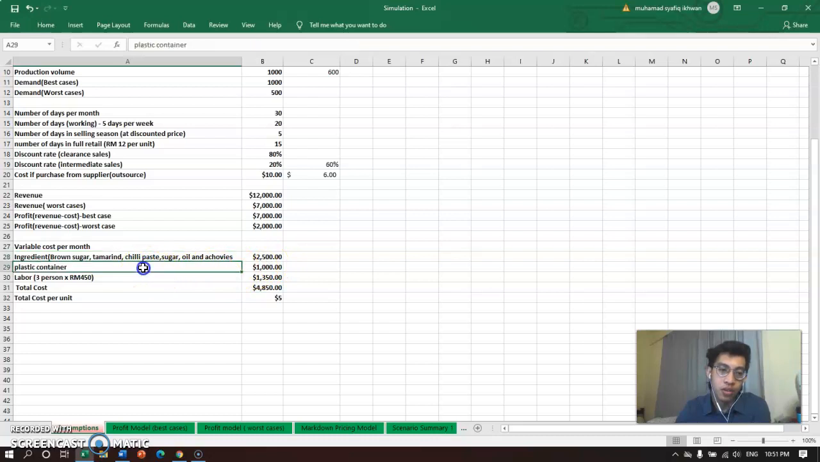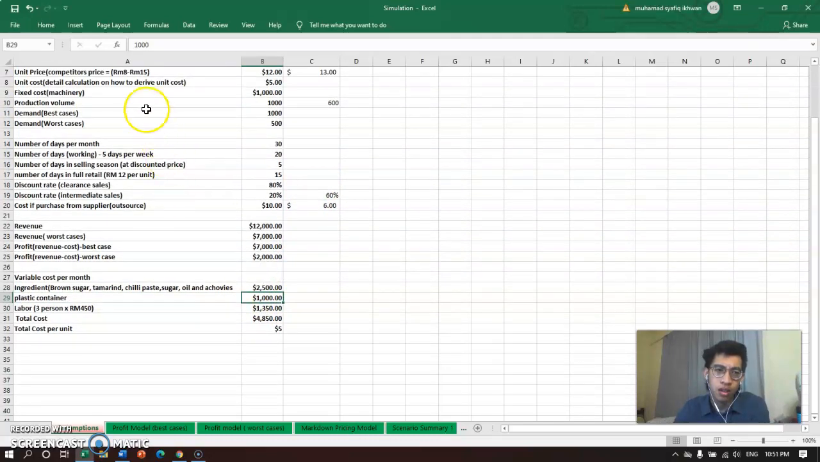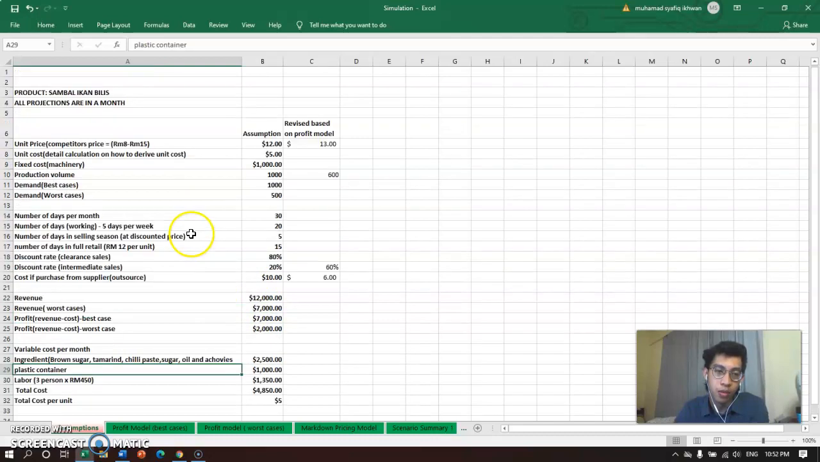Then we have plastic containers for me to sell my product. Of course, I need a container to sell, so I'm assuming 1,000 ringgit. I am assuming it at 1,000 ringgit because my early assumption for my production volume per month is 1,000 units. Hence, I will need 1,000 plastic containers to sell my product.